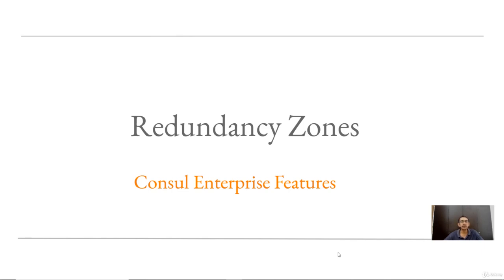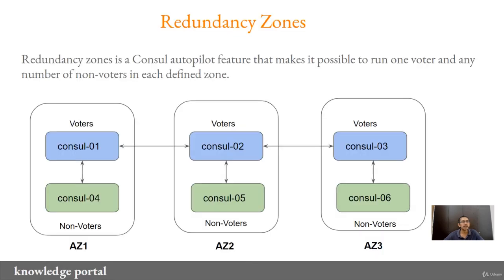Now in today's video we'll be discussing the feature of redundancy zones. A redundancy zone is a Consul autopilot feature that makes it possible to run one voter and any number of non-voters in each defined zone. This can be better explained with this diagram.